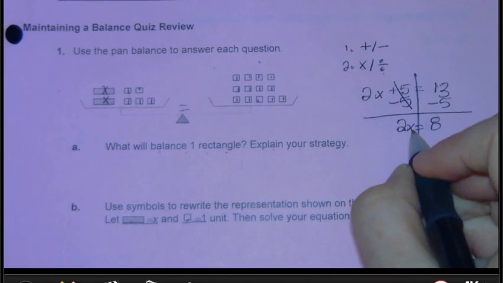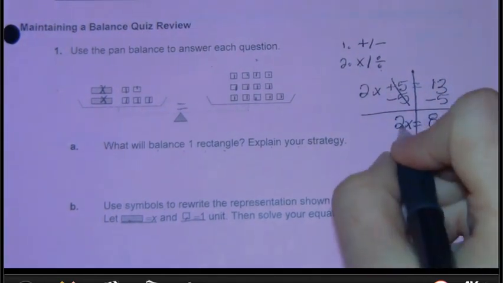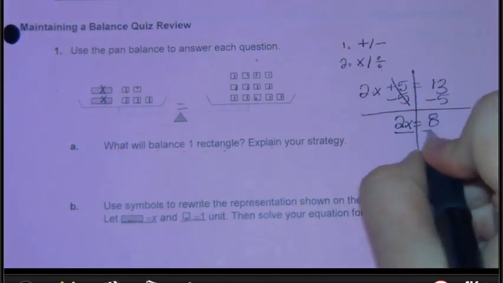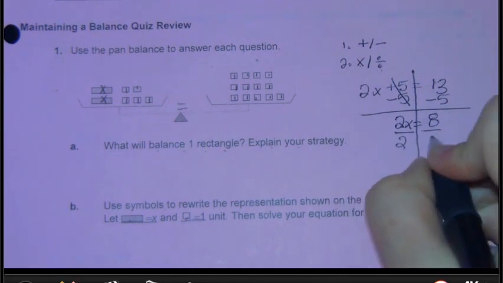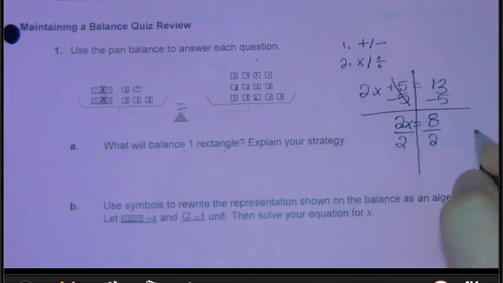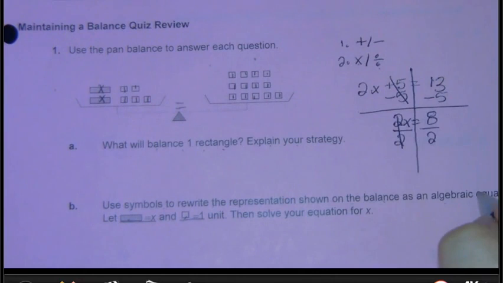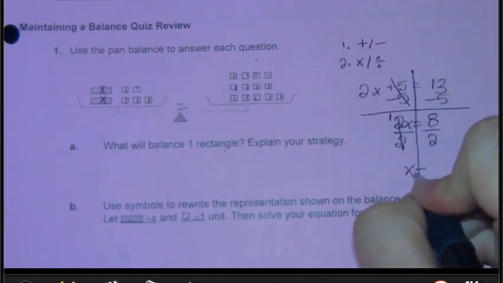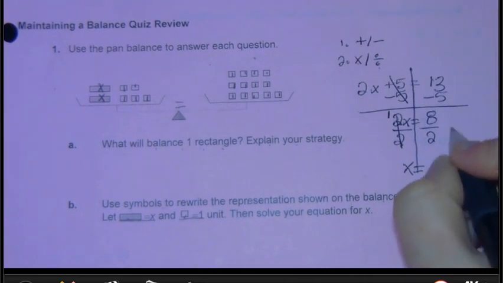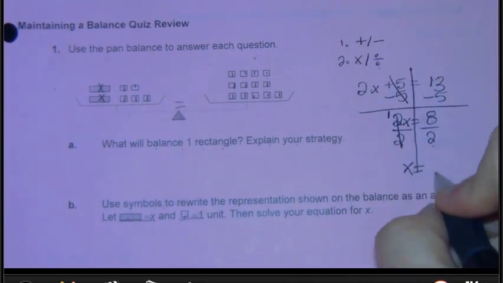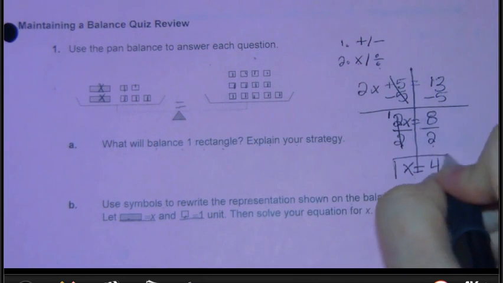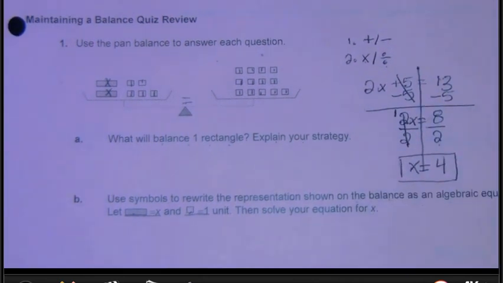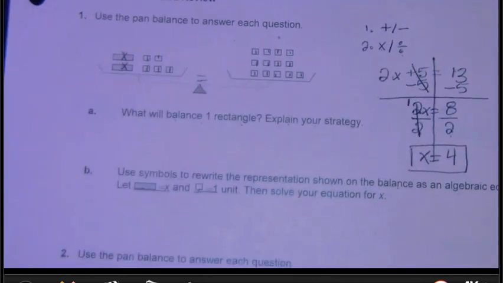I do not see any more addition and subtraction, so now I need to multiply or divide. Well, 2x is 2 times x, so I see multiplication. The opposite, or the inverse, is division. So I'm going to divide by 2 on both sides. 2 divided by 2 is 1, so I'm left with 1x, or just x, is equal to 8 divided by 2, which is 4. So one rectangle contains 4 boxes.